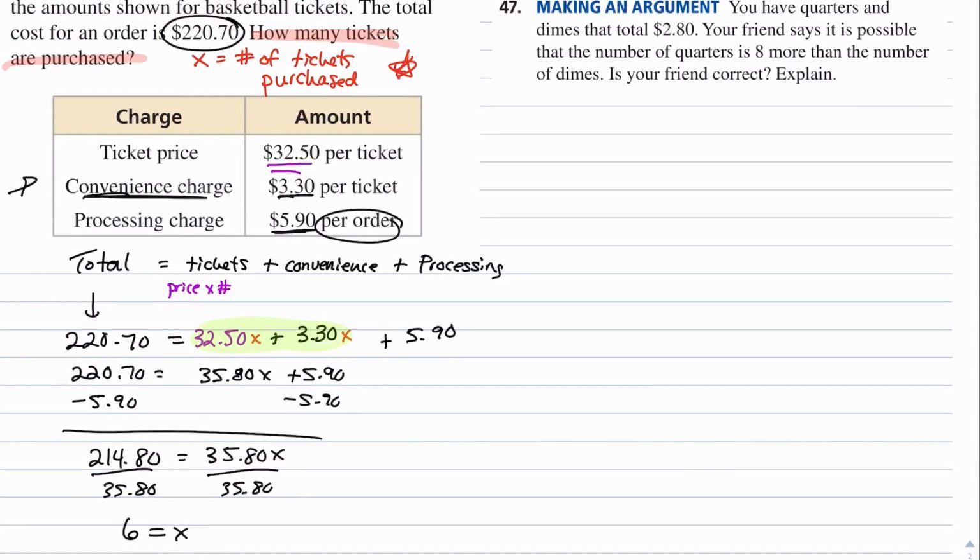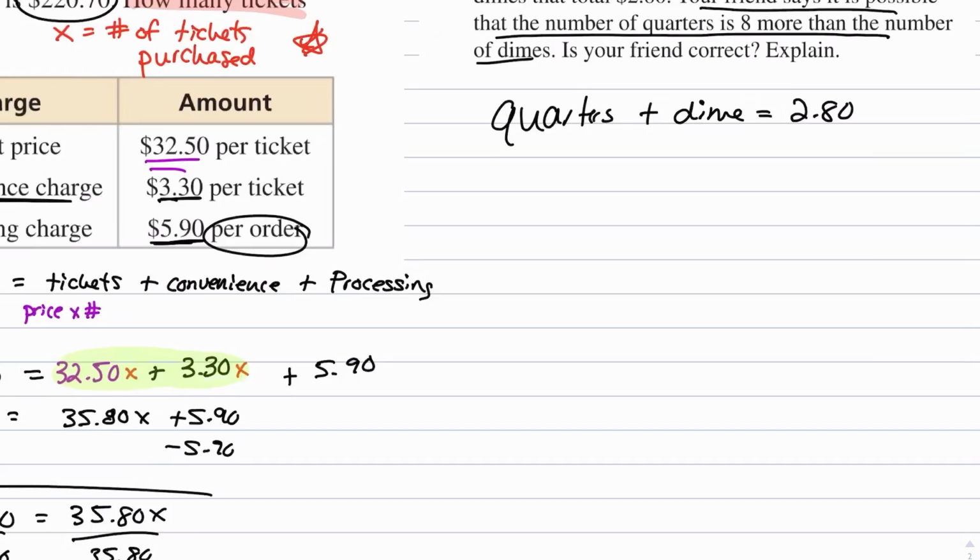Let's go ahead and work on number 47 right away. So we need to make an argument here. So you have quarters and dimes. So we have some quarters, and the dimes that we have in our pocket should equal $2.80. Your friend says it's possible that the number of quarters is 8 more than the number of dimes. Is our friend going to be correct? So how do we go about doing this?